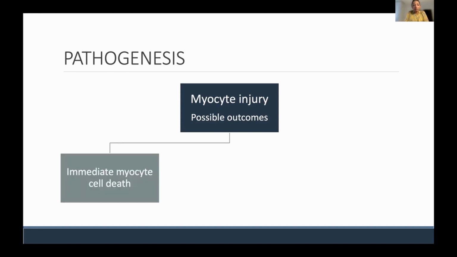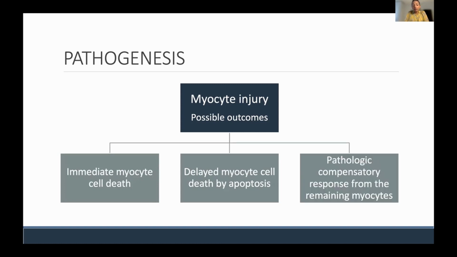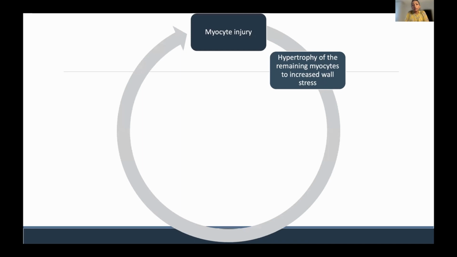This can lead to immediate myocyte cell death, delayed myocyte cell death by apoptosis, and then a pathologic compensatory response from the remaining myocytes. And this is really what leads to the pathophysiological changes that lead to a dilated cardiomyopathy. So with myocyte injury, the compensatory response of the remaining myocytes is hypertrophy. And that is because there are fewer myocytes left because of the cell death.